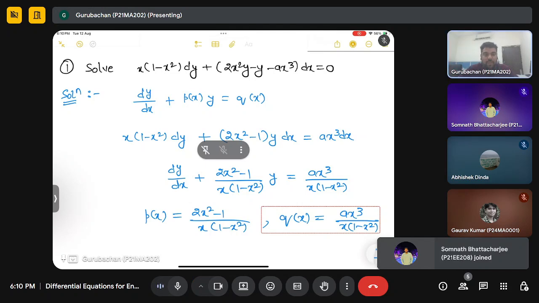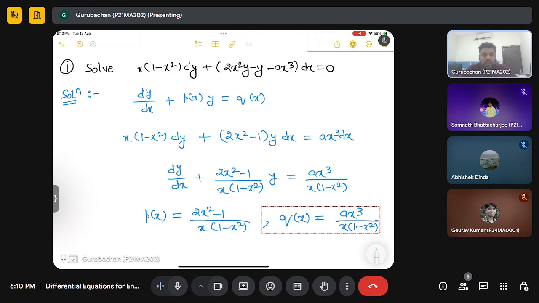Abhishek, I'm repeating again that till now we just wrote this question and converted this equation into the standard linear ordinary differential equation, and we got this p(x) and q(x). Now you have to follow the approach of how to solve this standard form linear ordinary differential equation. Try this one.